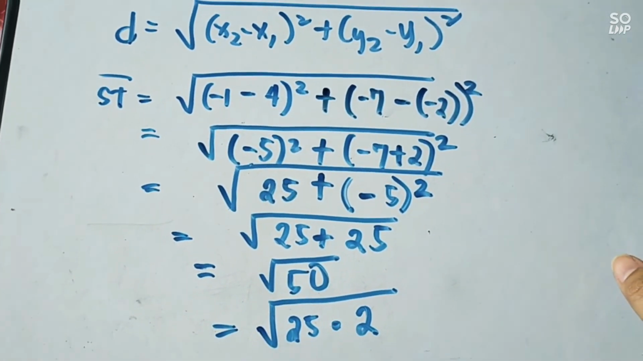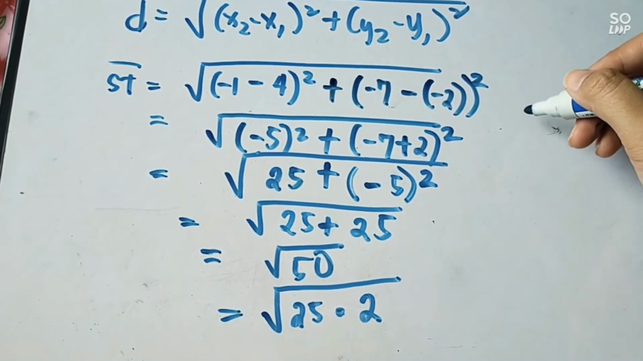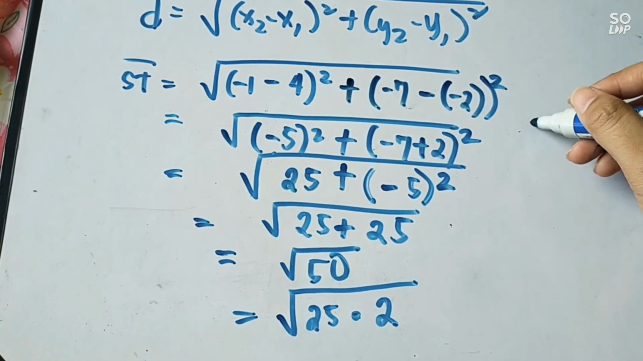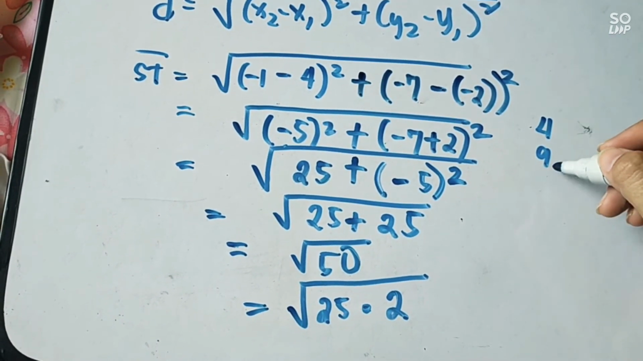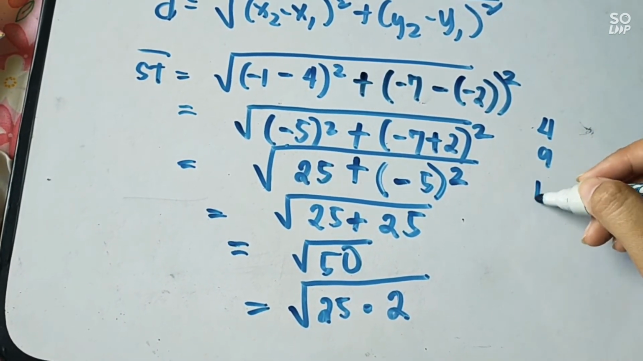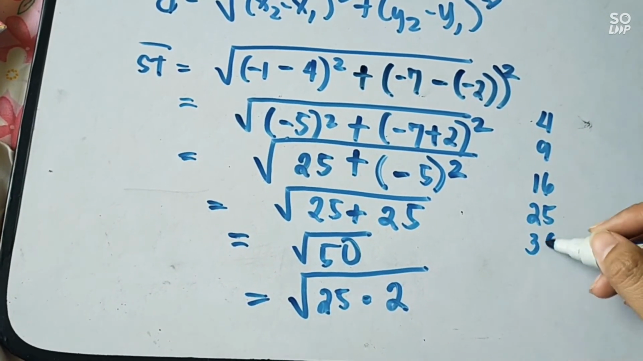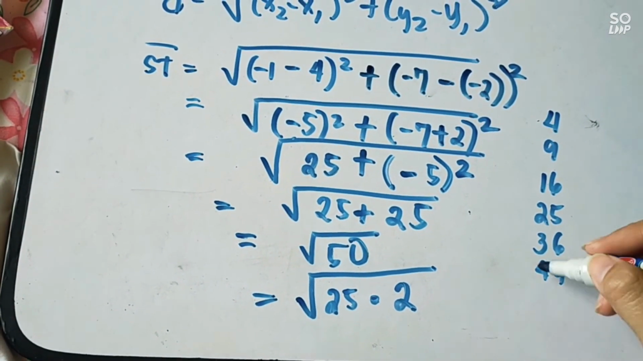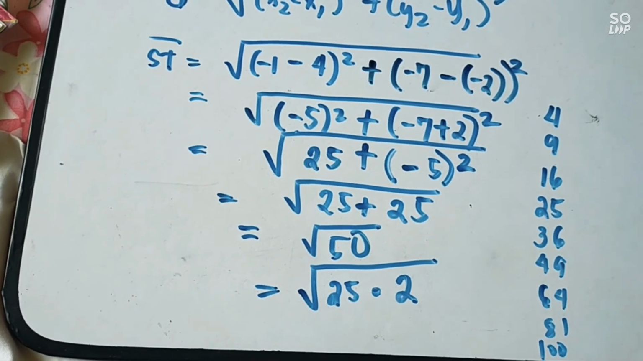So, paano mo ba naiisip yung mga factors? So, kailangan alam mo yung mga perfect square. Ano-ano ba yung mga perfect square? Wag ka na mag-start kay 1. Dun ka na kay 4, 9, 2 squared, 3 squared. So, this one is 16. Sunod, 5 squared. We have 25. Sunod ay 36. Sunod, 49. Sunod ay, we have 64. Then, we have 81. We have 100. So, hahanap ka lang dyan.